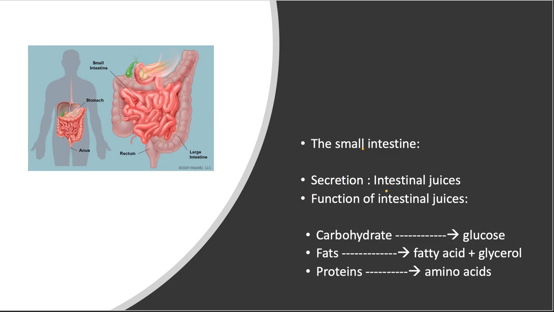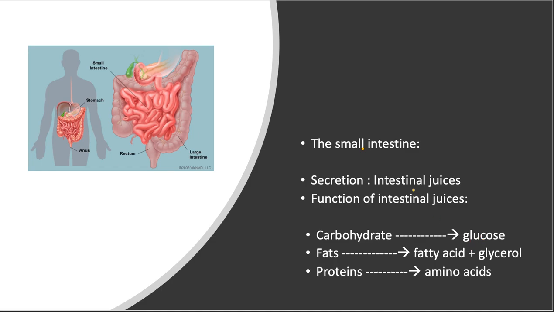It secretes the intestinal juices. So now intestinal juice is another type of digestive juice. It helps in digestion. So the intestinal juices break down the carbohydrate into glucose. So carbohydrate, fats and proteins are the large molecules, and glucose, fatty acid, glycerol and amino acids are the smaller parts. So when this intestinal juice reacts with carbohydrate, it is going to form glucose.